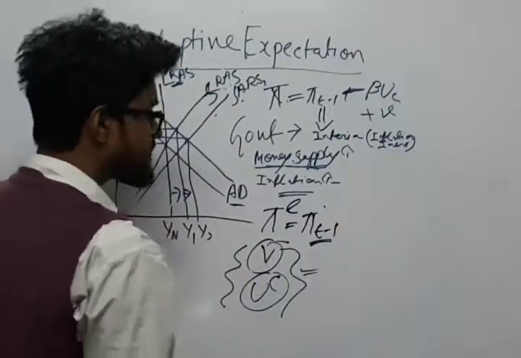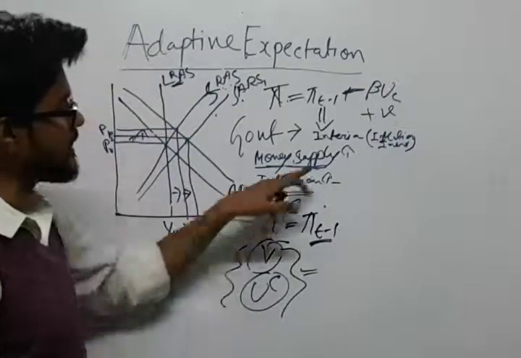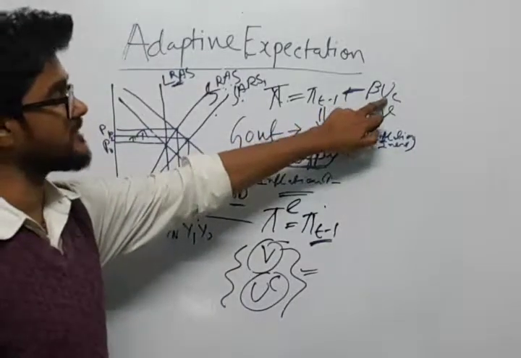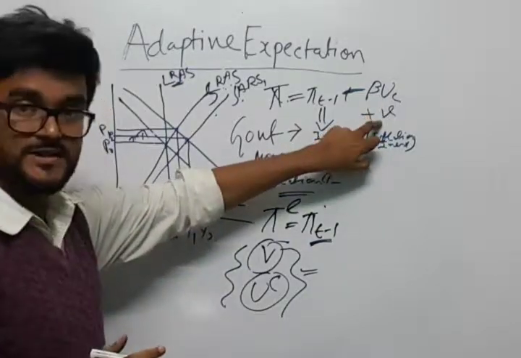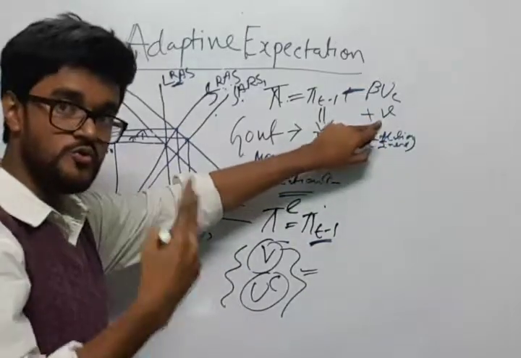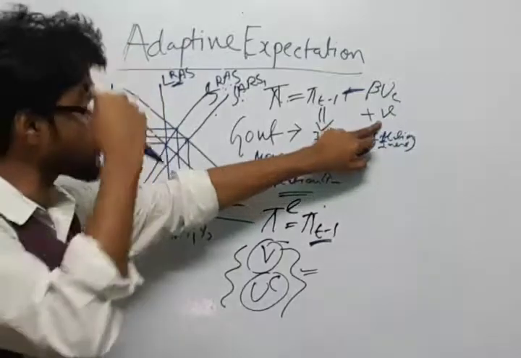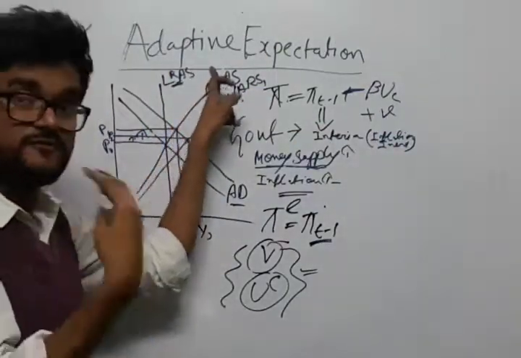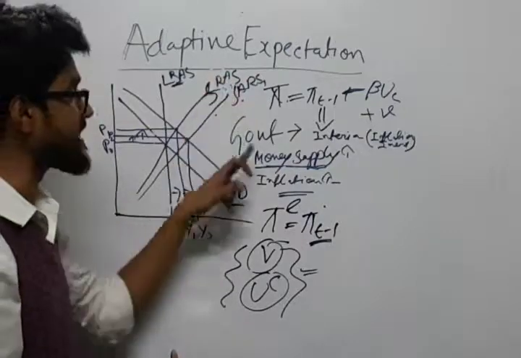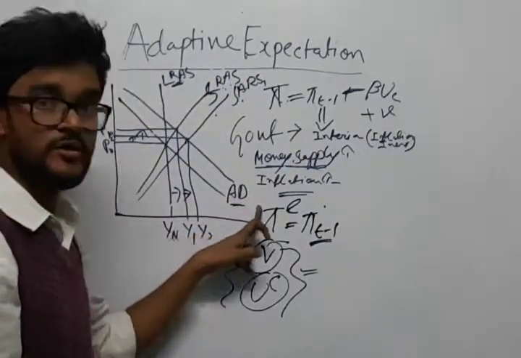Now, in the next video, we'll talk about the assumption we made here, that these two are constant. We'll relax these two assumptions, and we'll talk about those two models, and also we'll show how disinflation takes place and what the sacrifice ratio is in this context.